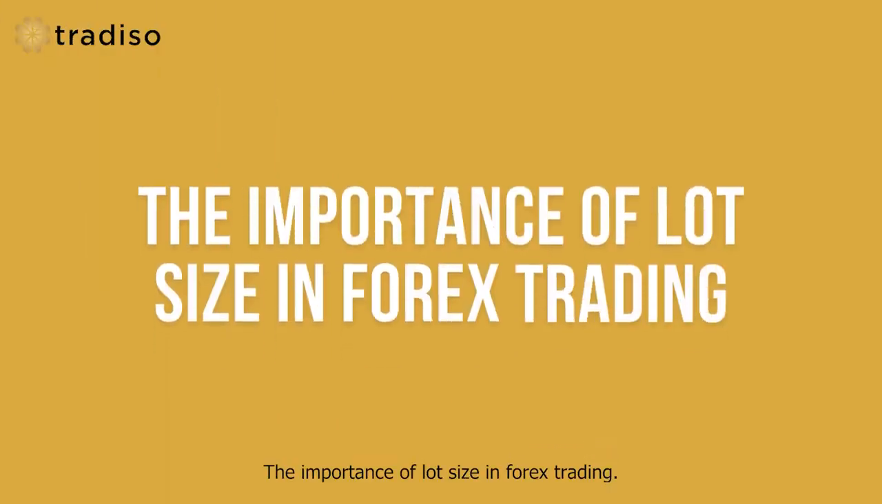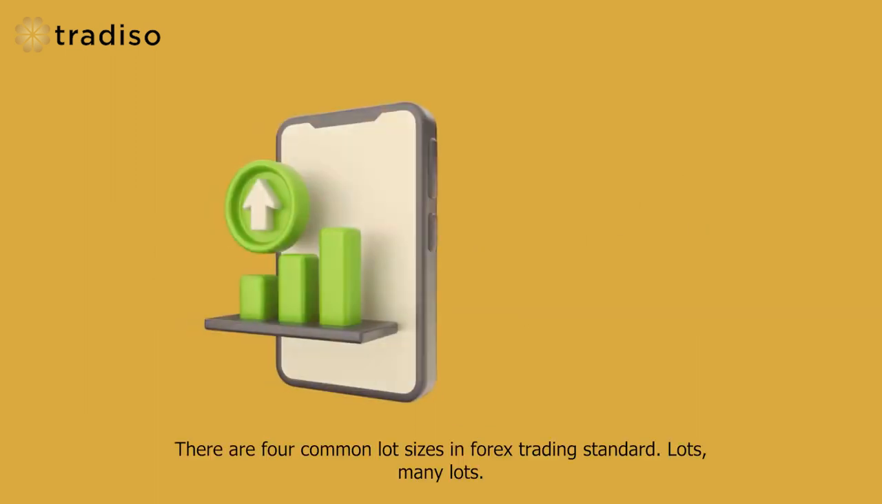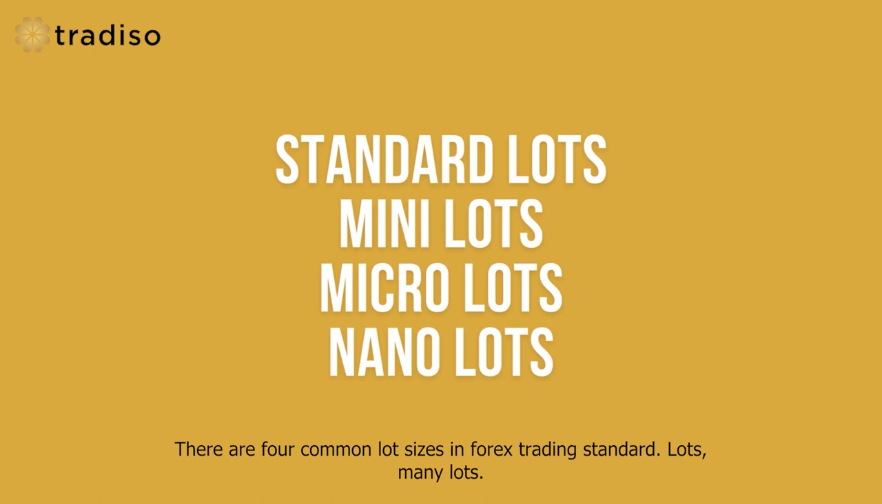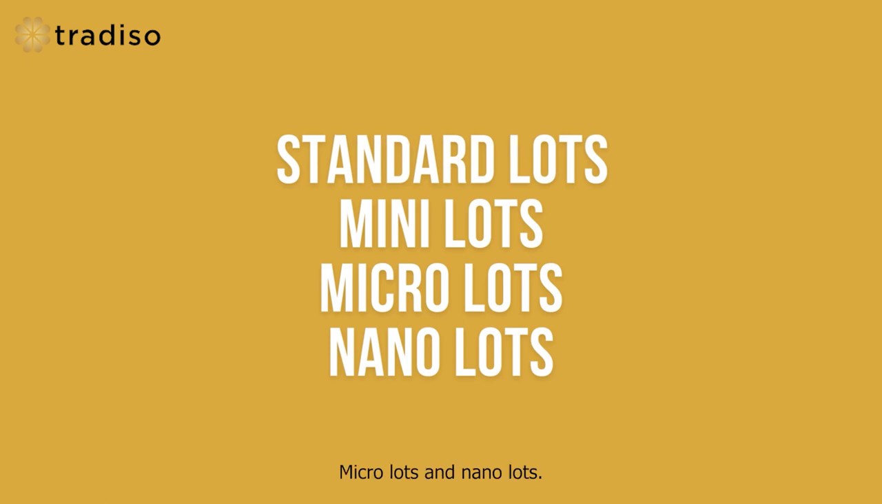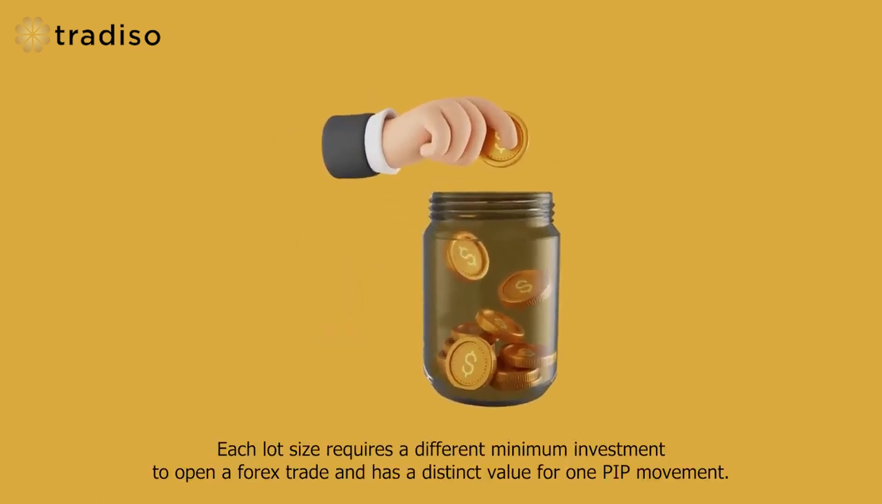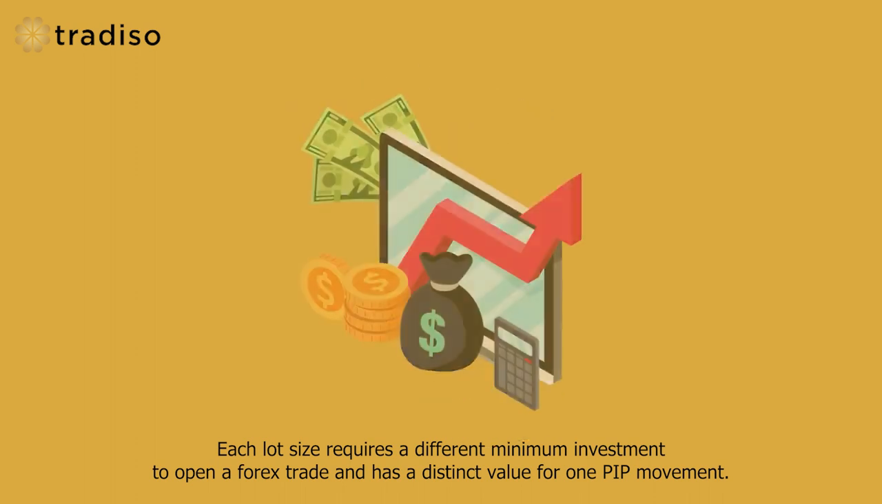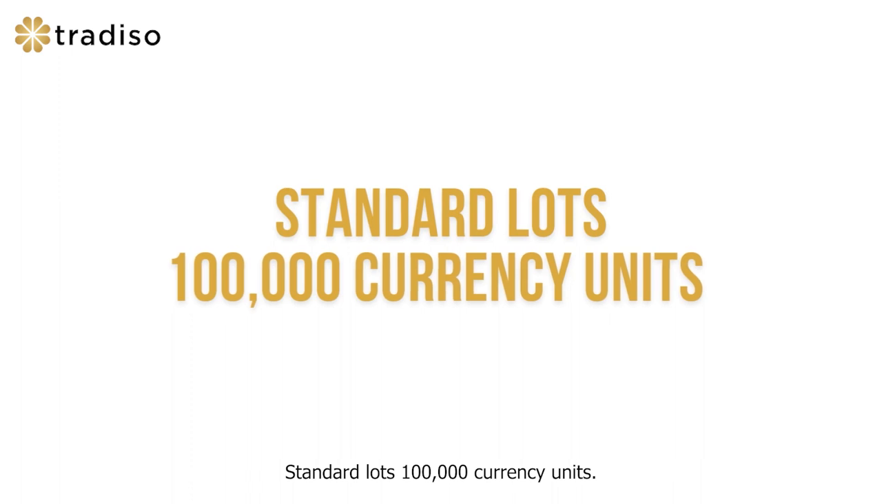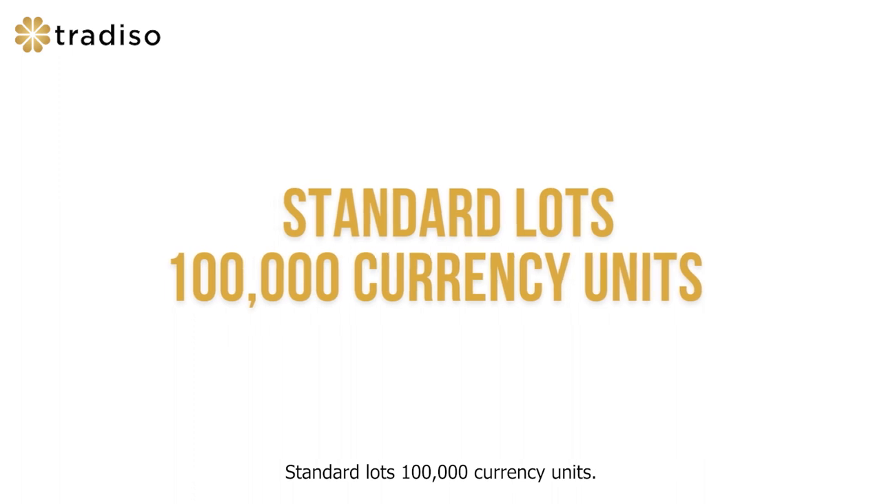The importance of lot size in Forex trading. There are 4 common lot sizes in Forex trading: standard lots, mini lots, micro lots, and nano lots. Each lot size requires a different minimum investment to open a Forex trade and has a distinct value for 1 pip movement. Standard lots, 100,000 currency units.